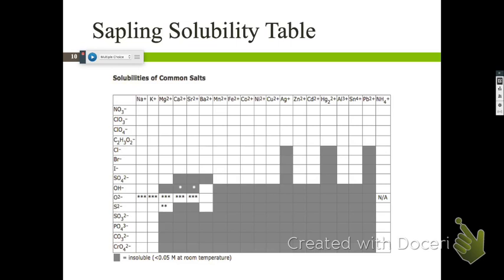Between the negative and the positive charges. So if you have a +2 and a -2, there's going to be a stronger attraction between those when they bump into each other in solution than if you have a -1 and a +1. So yes, you can memorize this silly table.